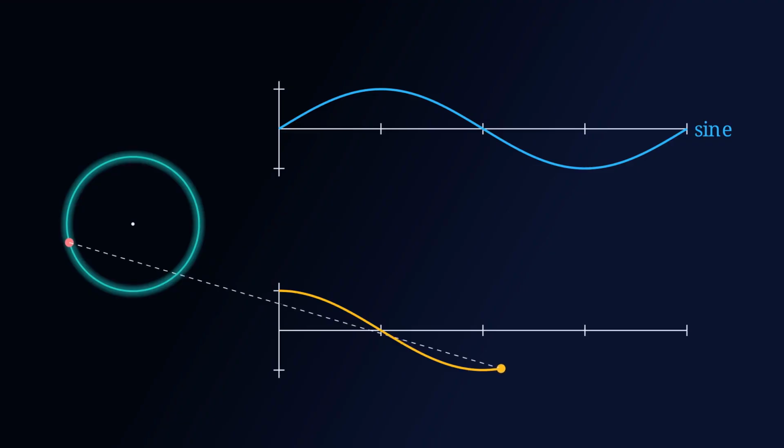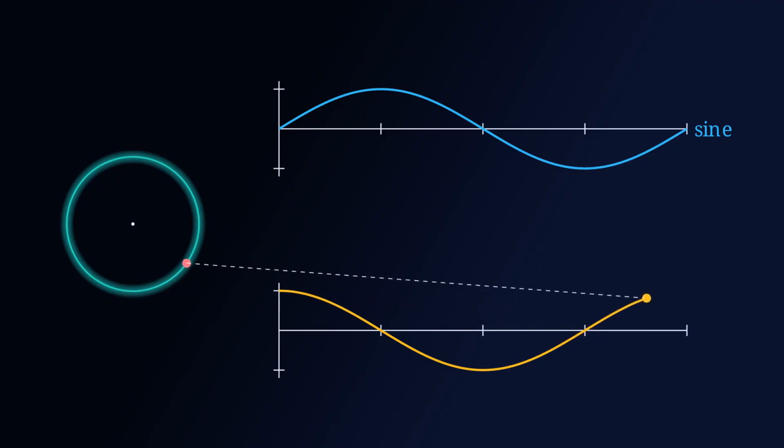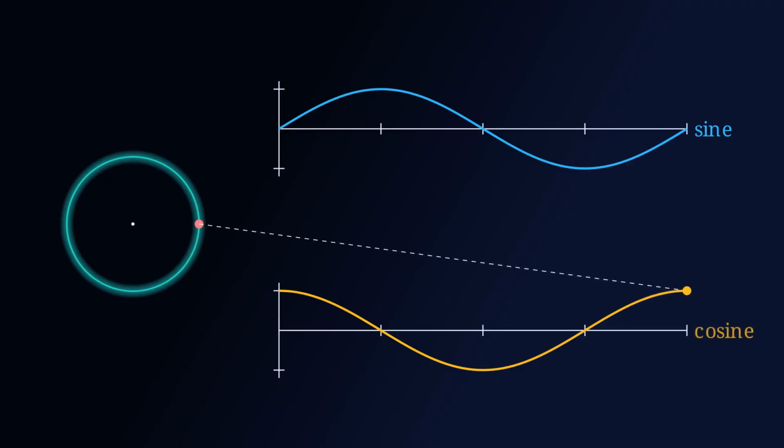As the bead continues around, the pen carves down into a valley at -1, climbs back through 0, and returns to 1 after a full loop. The result is another smooth, rolling wave. This one we call the cosine wave.